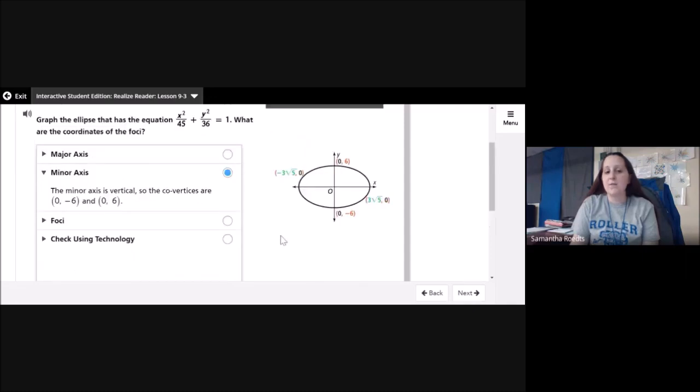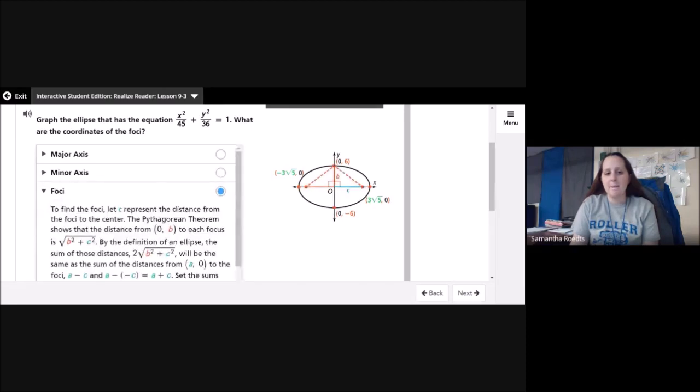The minor axis is vertical, so the co-vertices are (0, 6) and (0, -6). To find the foci, let c represent the distance from the foci to the center. The Pythagorean theorem shows that the distance from (0, b) to each focus is the square root of b squared plus c squared, by the definition of an ellipse.